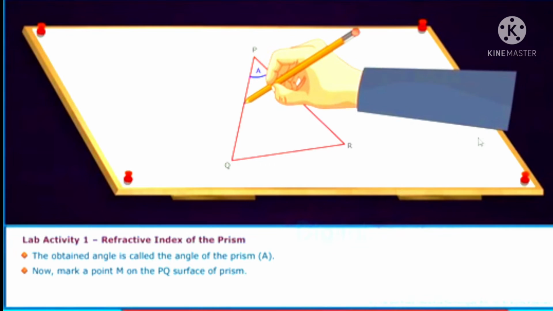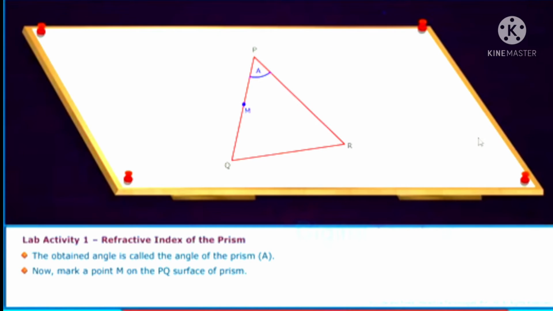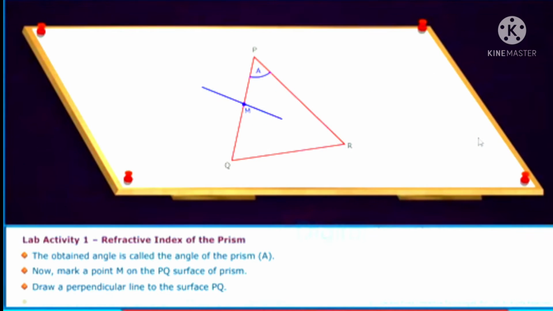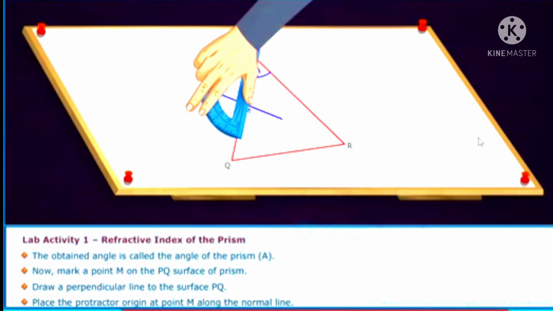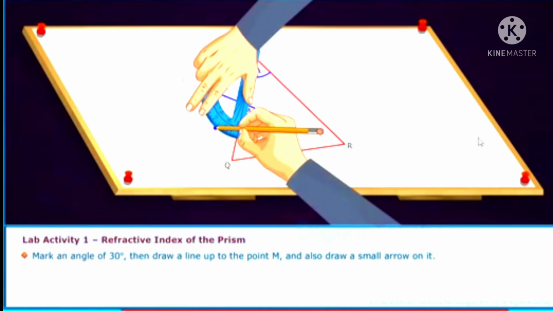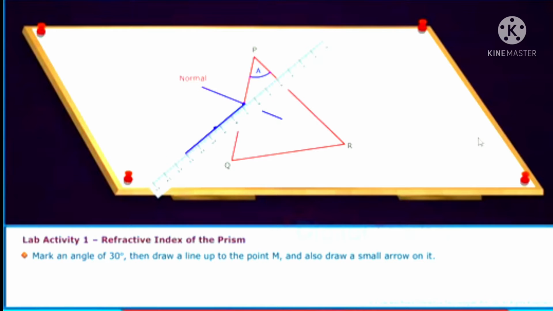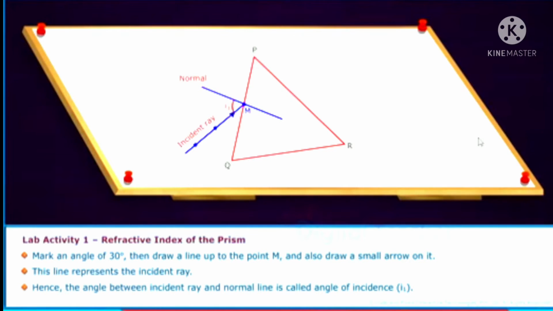Now, mark a point M on the PQ surface of prism. Draw a perpendicular line to the surface PQ. Place the protractor origin at point M along the normal line. Make an angle of 30 degrees, then draw a line up to the point M and also draw a small arrow on it. This line represents the incident ray. Hence, the angle between incident ray and normal line is called angle of incidence I1.